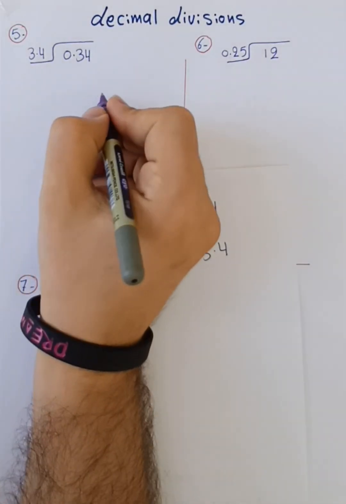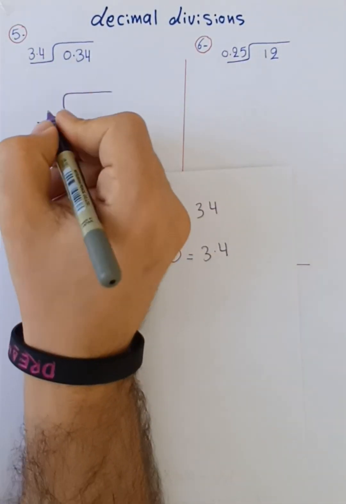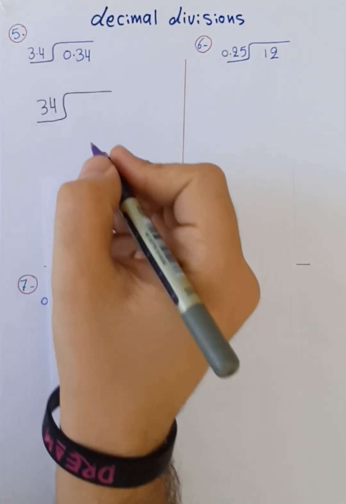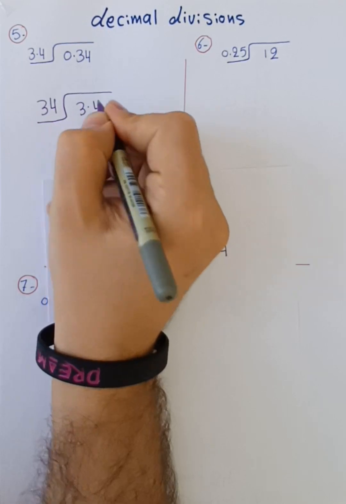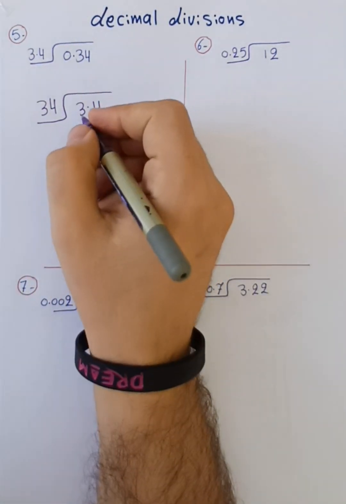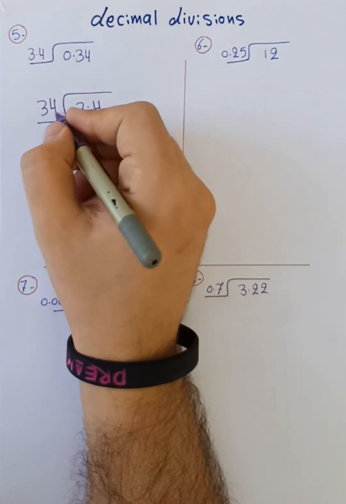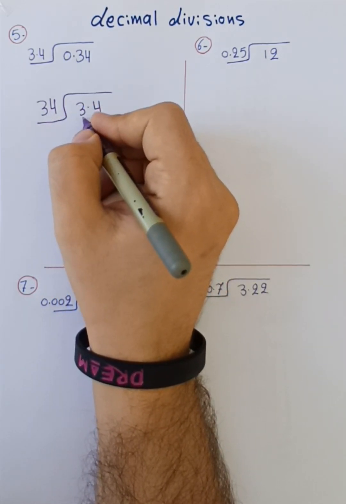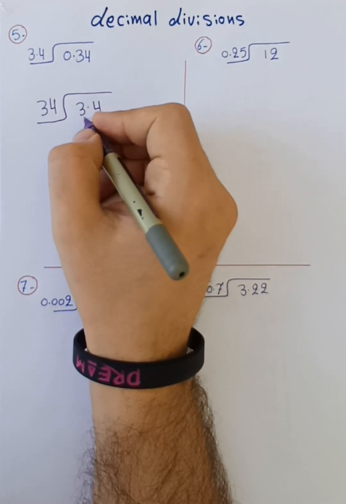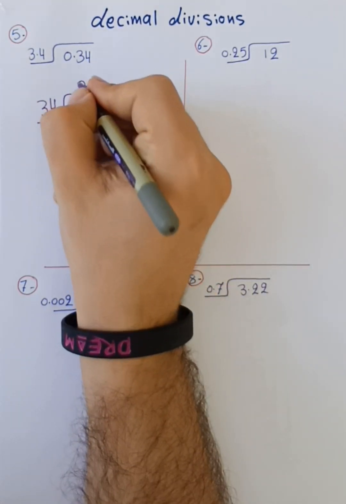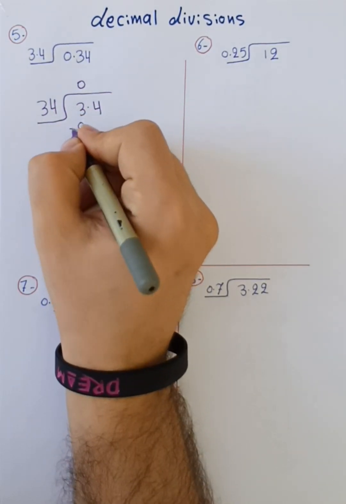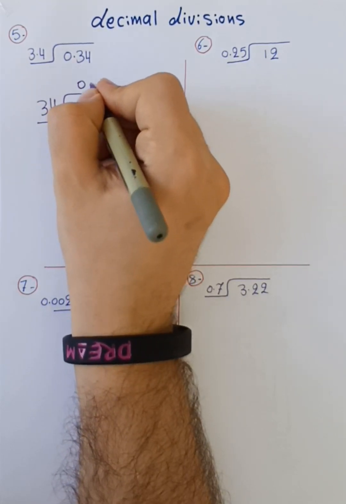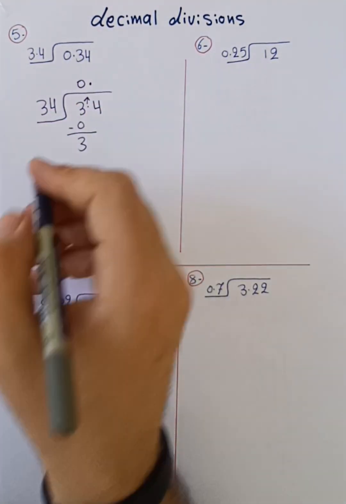So the new numbers: 3.4 becomes 34, and 0.34 becomes 3.4. Now we can divide 3 divided by 34. We can't, and after this 3 we have a point, we can't take these two numbers together, so you have to write 0. 0 times 34 is 0. 3 minus 0 is 3. After this 3 we have decimal point. You have to write the decimal point in the quotient and bring down 4.